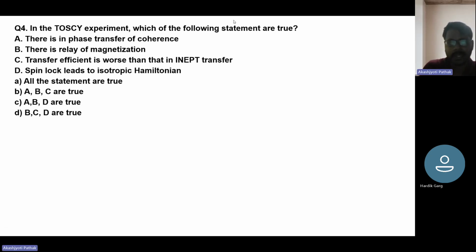So just now we said that for a TOCSY experiment, there is in-phase transfer of coherence. We saw that in a TOCSY experiment, both the diagonal peak and cross peak have in-phase character. All the four peaks have plus plus plus plus character. So this one.